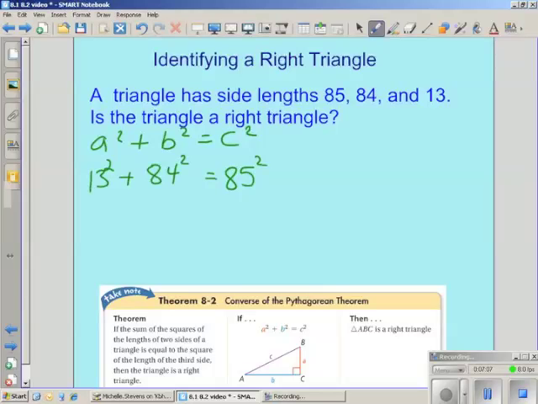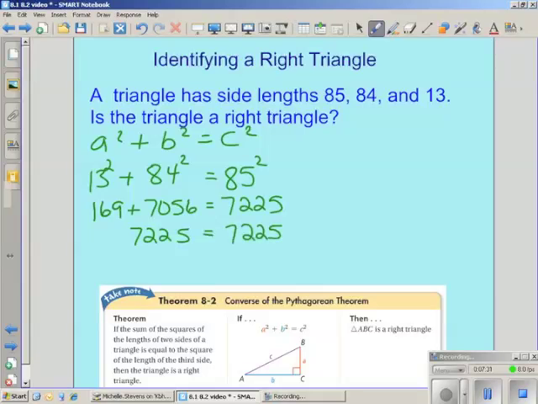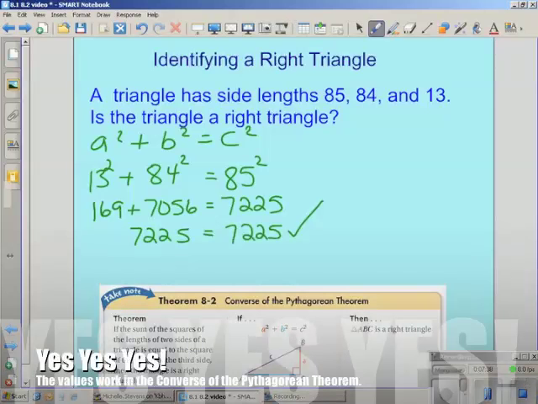13 squared is equal to 169. 84 squared is 7,056. And that equals 85 squared, which is 7,225. So add these two, and that gives us 7,225, which is equal to 7,225. So right here, we have proven that the triangle is in fact a right triangle because it justifies a squared plus b squared is equal to c squared.